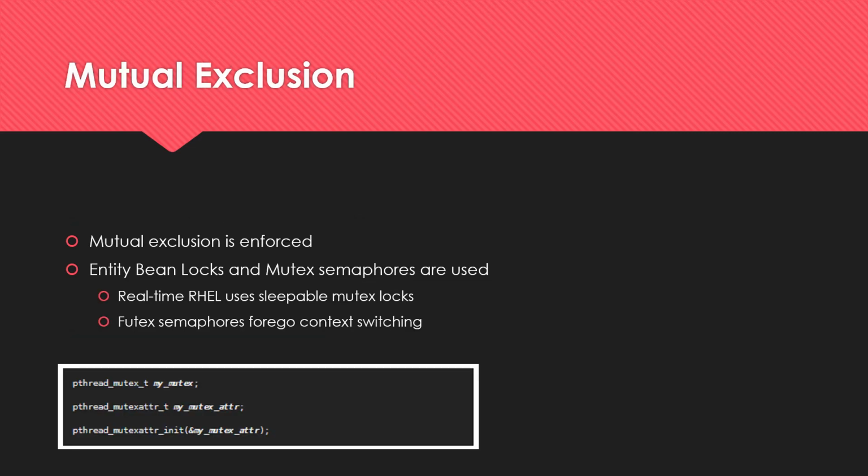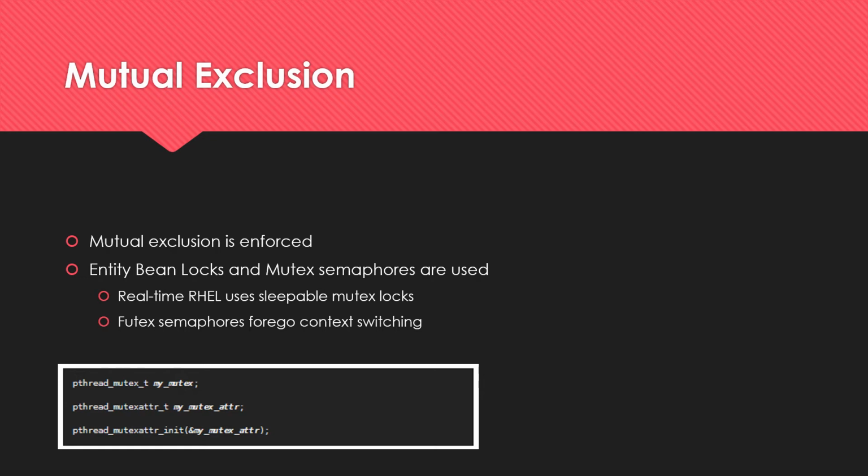We'll begin our deadlock discussion by talking about mutual exclusion, which is imposed on the OS through what they call entity bean locks and mutex semaphores. Entity bean locks are traditional software process locks and often lead to busy waiting conditions as one process waits for another to release the resources that it needs. This is sometimes inefficient. Real-time RHEL converts these spin locks into sleepable mutex locks, which sleep processes until their resources are available to be used.